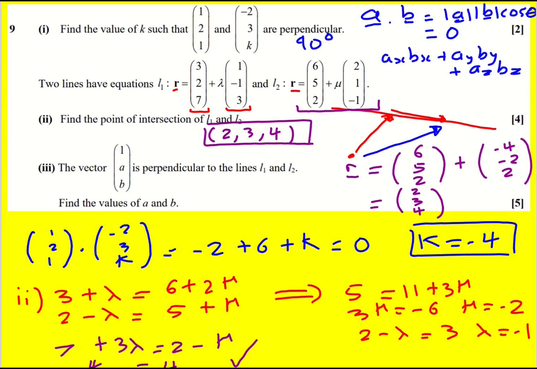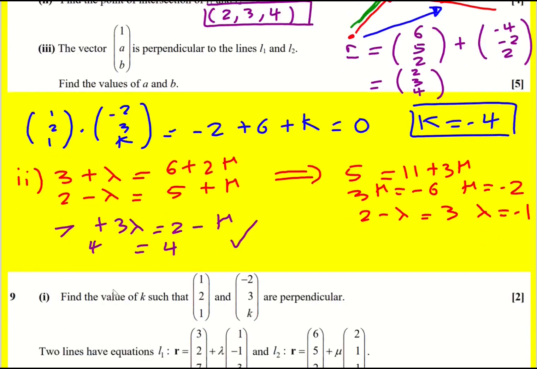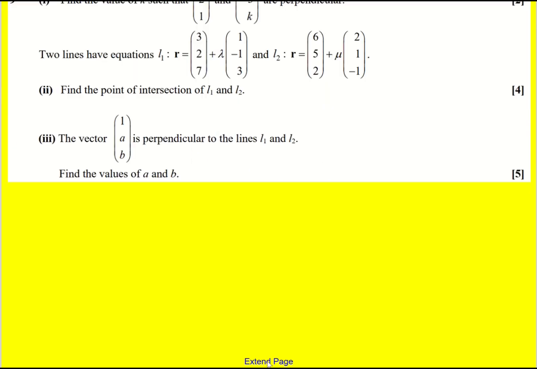On to the very last part, we're told that the vector AB is perpendicular to the lines L1 and L2. What that actually means is it's going to be perpendicular to the direction vectors of the lines. So this one here and this one here. Because remember I said we get onto the line using the first vector, and then we go along some multiple of these direction vectors. There's a couple of ways we can do this.